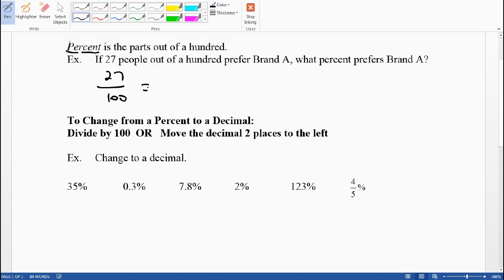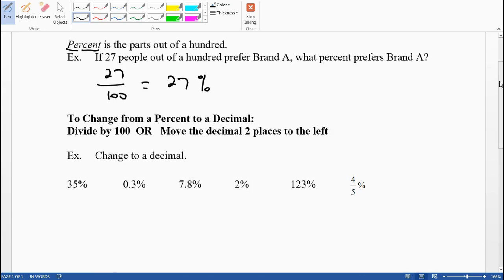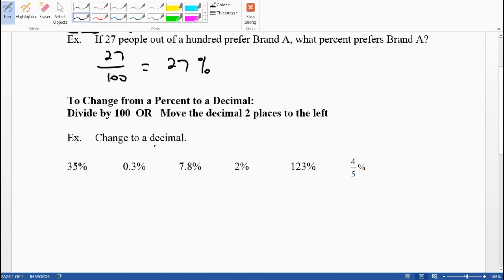So when you think of it like that, or write it like that, it's 27 per 100, or 27 percent. And this 100 is really important when it comes to percents, because percents are based on 100. And that gives us all kinds of ways to use them to convert from percents to decimals or vice versa. There's actually two main ways. So one way is to change from percent to a decimal.